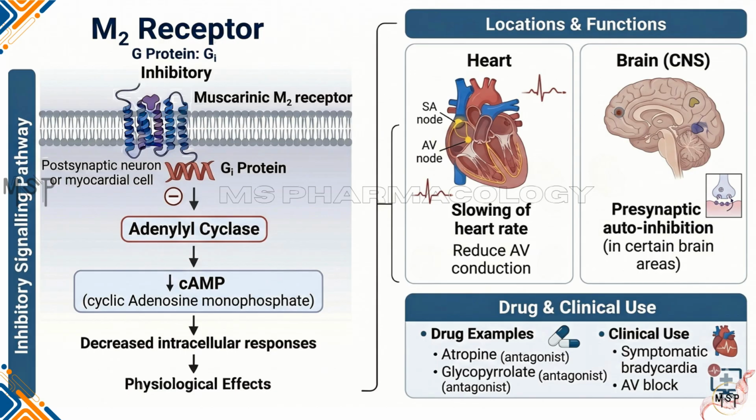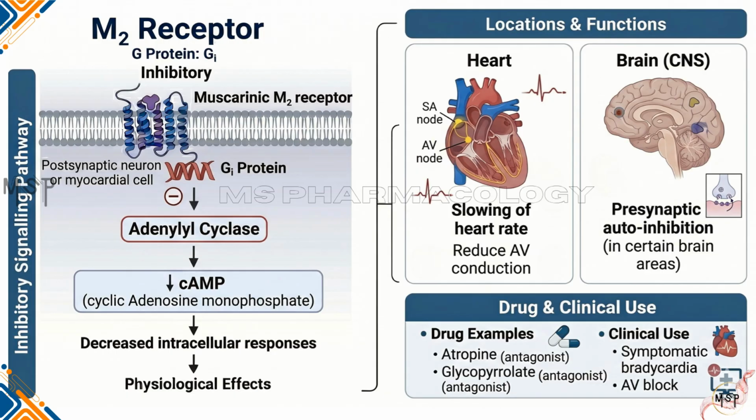Next is the M2 receptor. M2 receptors are coupled to Gi proteins and are located predominantly in the heart, especially in the sinoatrial and atrioventricular nodes. Activation of M2 receptors inhibits adenylyl cyclase and decreases cyclic AMP levels. As a result, parasympathetic stimulation slows the heart by reducing the rate of impulse generation and conduction. Thus, M2 receptors are responsible for the characteristic effect of acetylcholine in producing a decrease in heart rate.